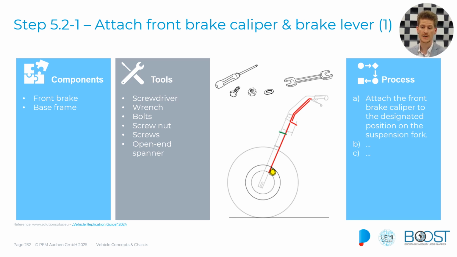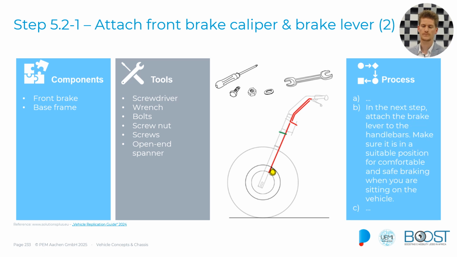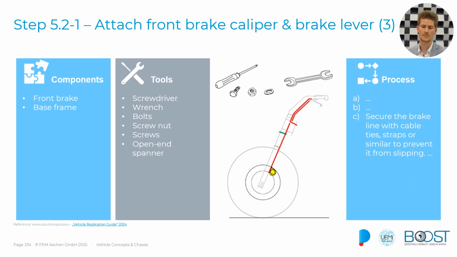So first of all, we attach the front brake caliper to the designated position on the fork. Then the next step would be to attach the brake lever to the handlebar and make sure it's in a suitable position and a position that can be reached very easily, and the forces that are needed are very easy to apply when you're sitting in the driver's seat. And then secure the brake lines and cable with cable ties and straps to prevent them from slipping away.